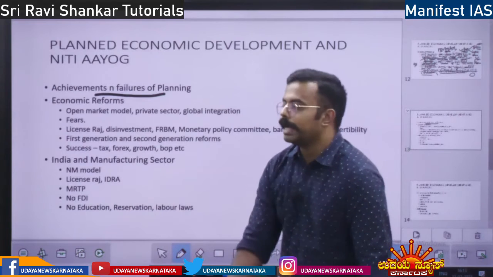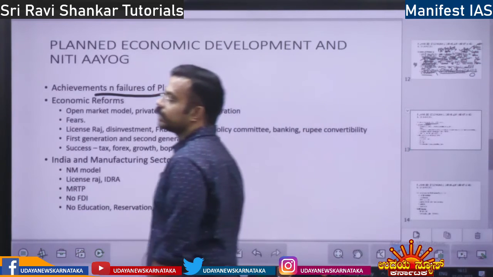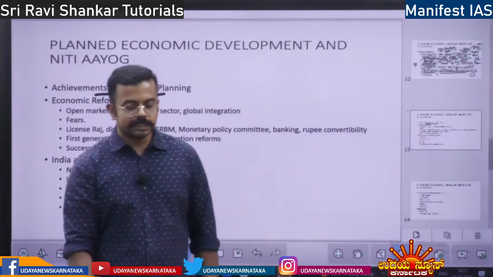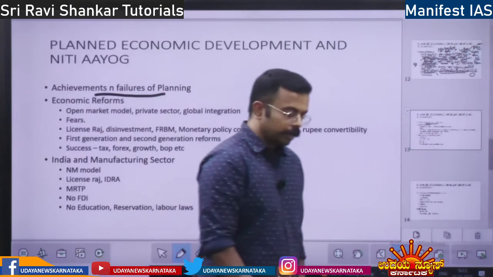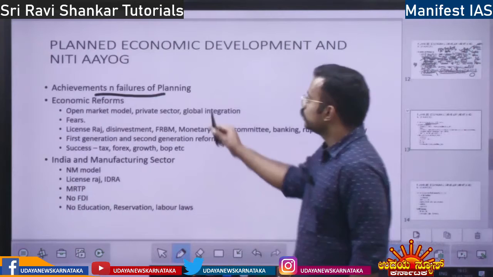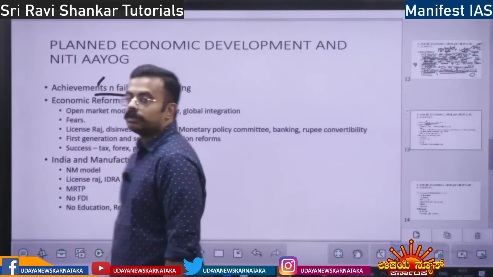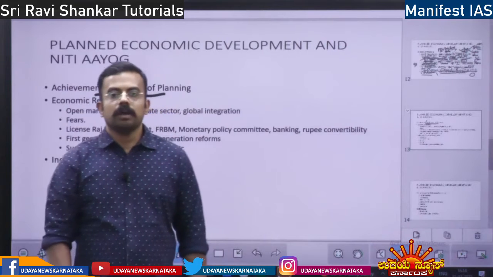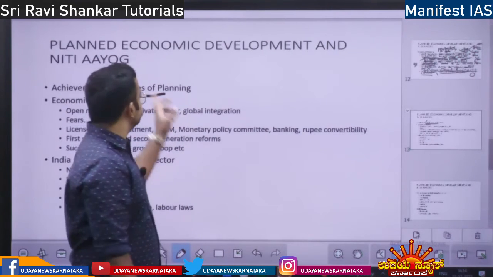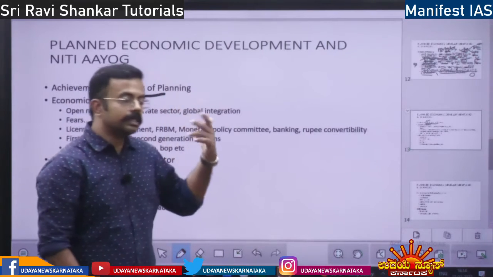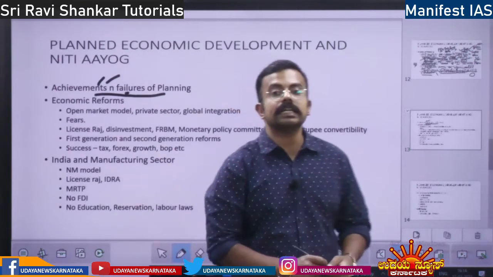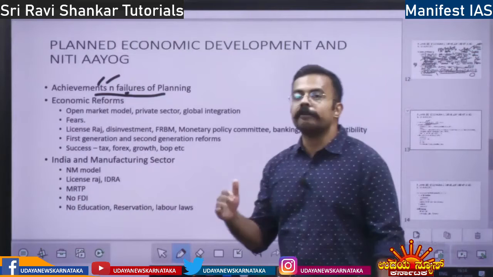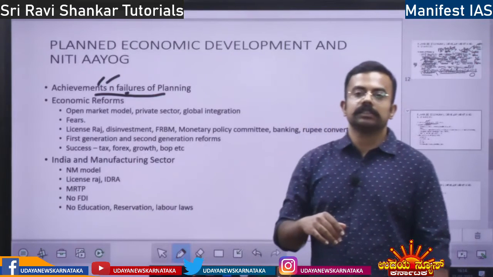And also, under planning only, we liberalized the economy. Under liberalization, we have what? Good investment into the country. Good amount of exports, and all those things. And universal education increased, right? Education, literacy increased, life expectancy increased.